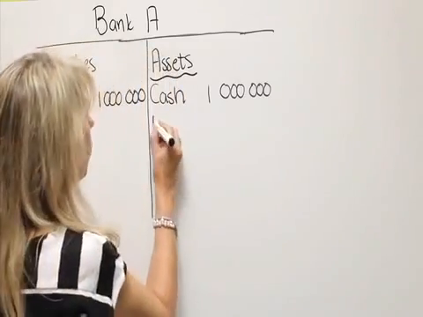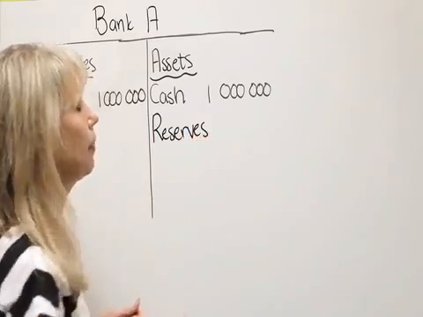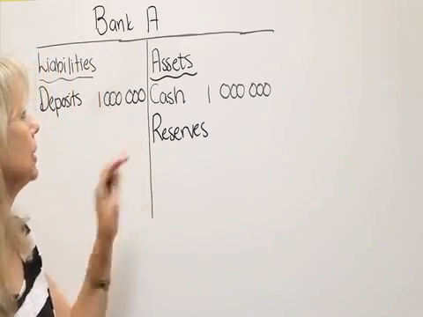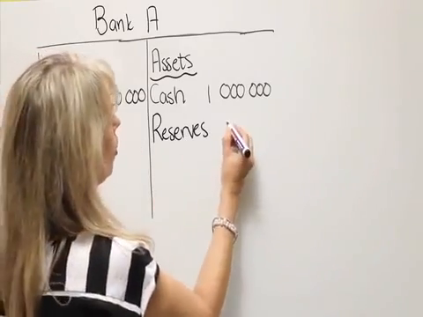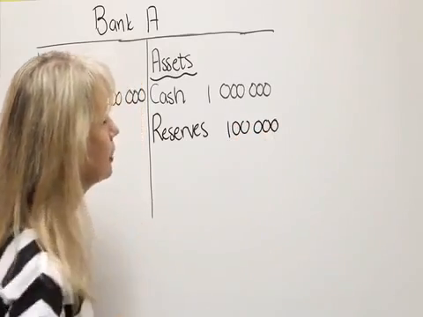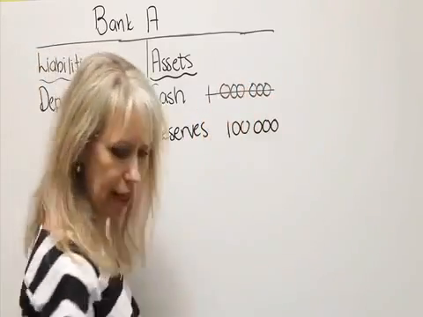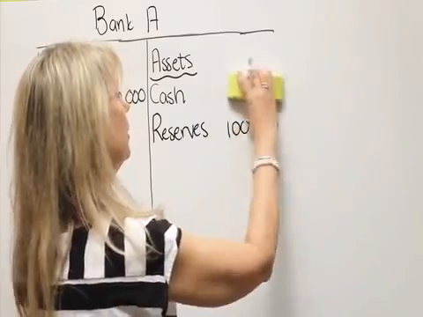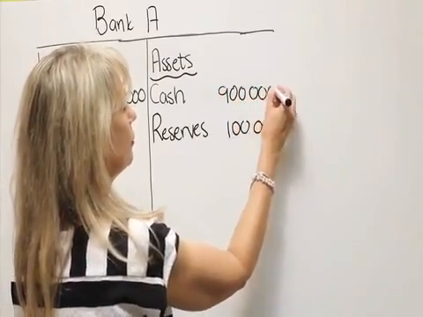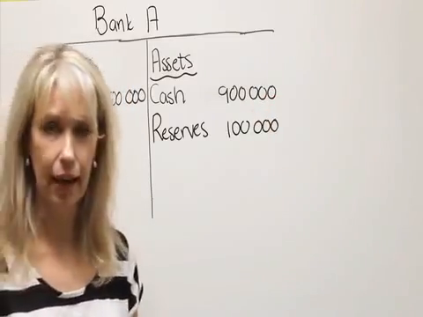So we're going to lump all those reserves together, and let's say that the bank has to hold 10% of the total amount of deposits in reserves. So it has to hold 100,000 Rand in reserves, which means that there is only 900,000 Rand left in cash. So this is what this bank's balance sheet looks like now.